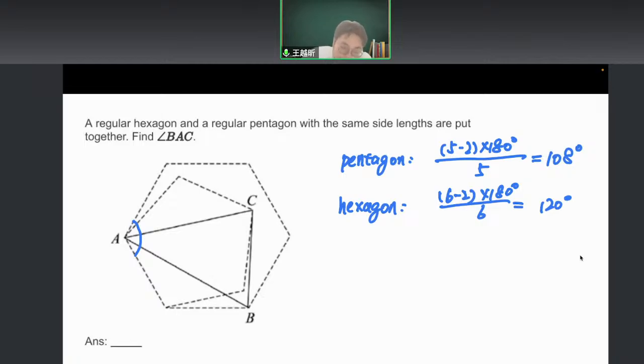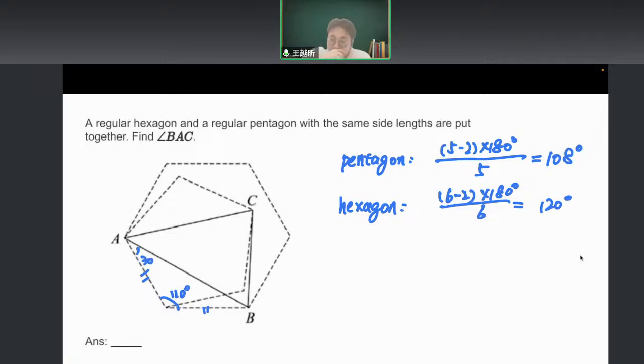So this part is also 120. We know this line is equal to this line. So this triangle is an isosceles triangle. For an isosceles triangle, we know this one is 120 degrees, so this one should be 30 degrees.